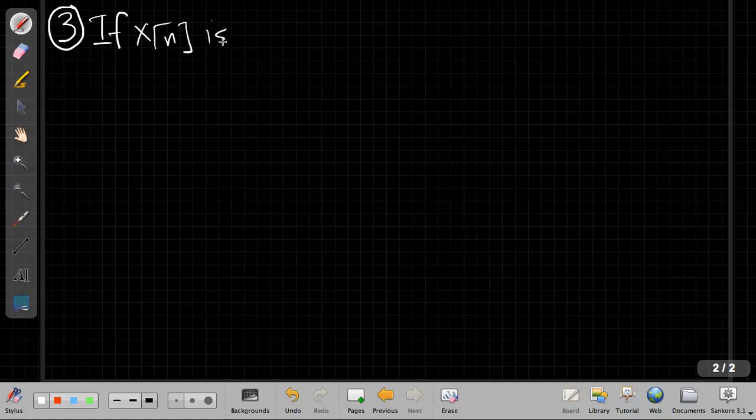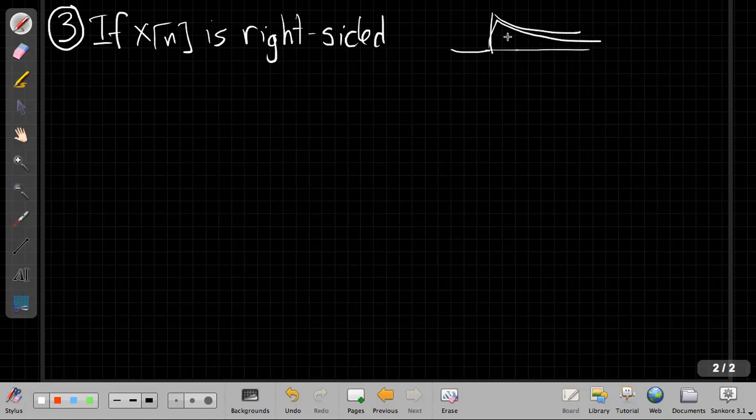The other important properties have to do with the fact that we can predict where the ROC will be based on the types of signal. For instance, third ROC property: if x of n is right-sided, so there's a signal that is zero for a while and then, sort of drawing a cartoon signal here, turns on at some n1, it means that x of n equals 0 before some point.